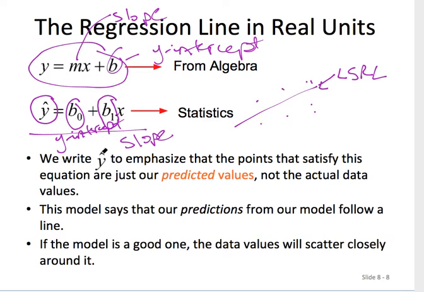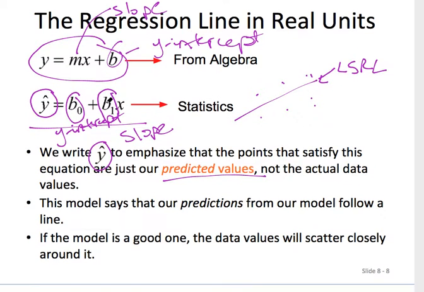Okay, so again, y hat, those are our predicted values. You will always write the least squares regression line with y hat. What it says is that this model that we have is going to show what our predictions are. Our predictions follow a line. The better the model is, the data values will scatter closely around it. Okay, so you should have this in your notes. If you want, write y equals mx plus b as a reminder so that you remember it.